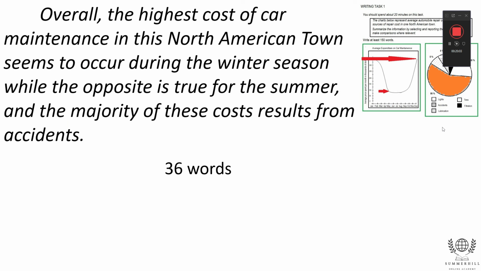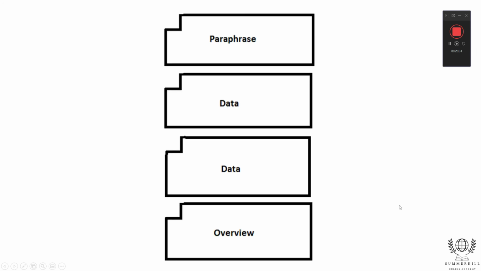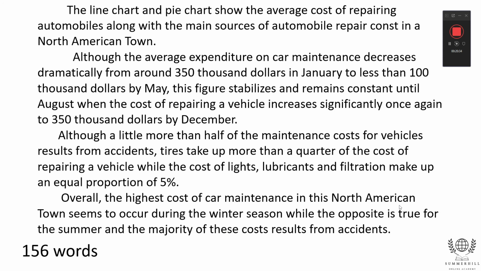Let's take a look at an example here. Overall, the highest cost of car maintenance in this North American town seems to occur during the winter season, while the opposite is true for the summer, and the majority of these costs result from accidents. Right? It's a general description of a comparison of both trends and the relationship between them. We have another 36 words. So, with everything together, we have 156 words, which is exactly what we need for a writing task 1.